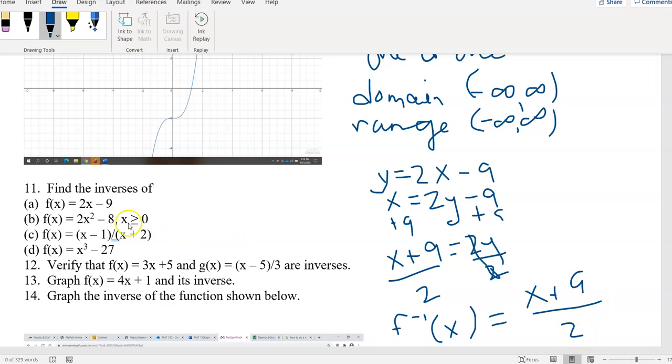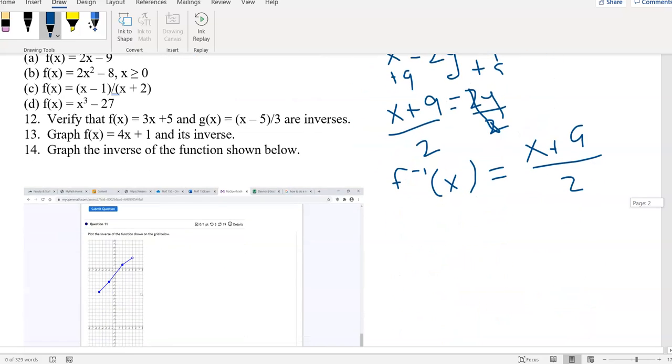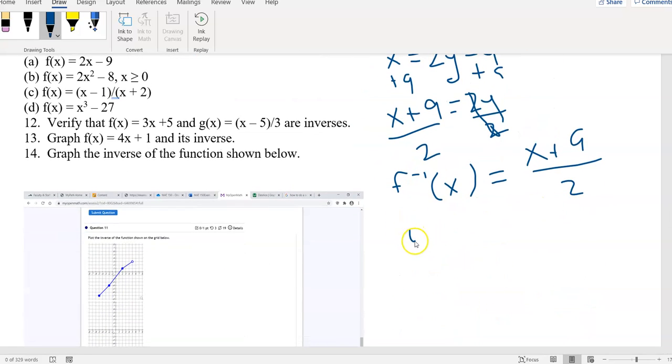All right, now let's do 2x squared minus 8. Now remember, this right here, you really don't need to pay attention to. It's just making the function that's not normally 1-to-1 into a 1-to-1 function. So we can actually ignore that. Let's just deal with 2x squared minus 8. I'm going to change f of x to y.